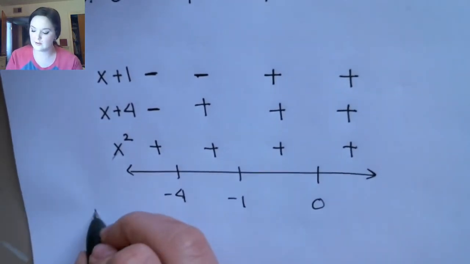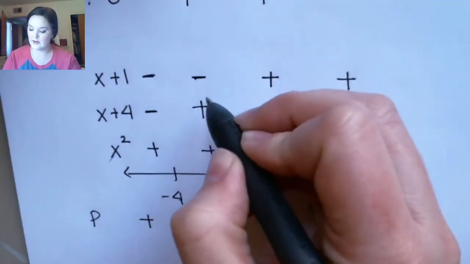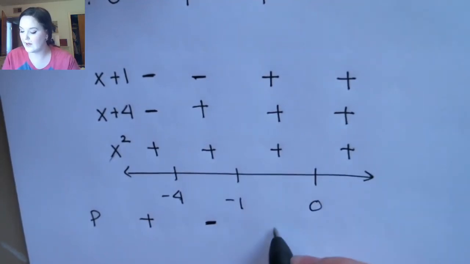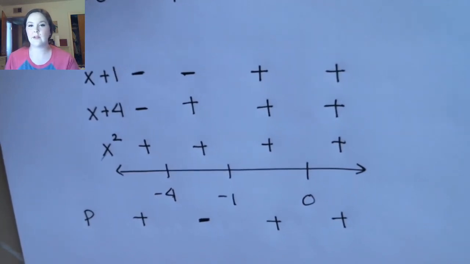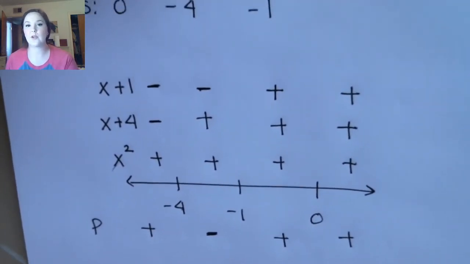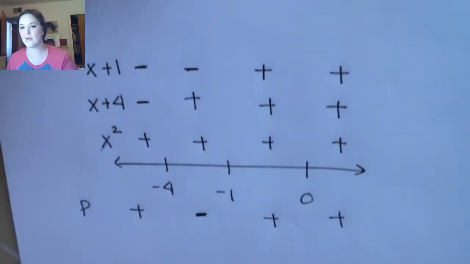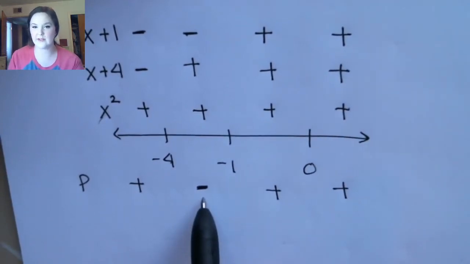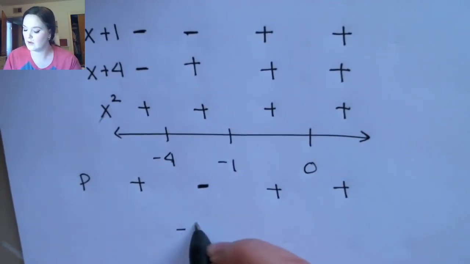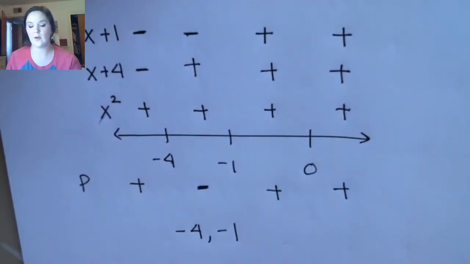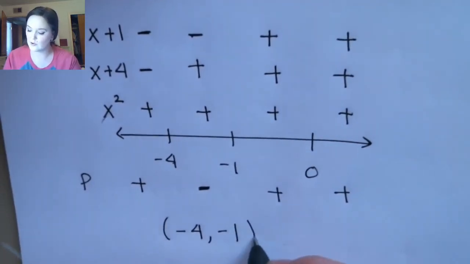And then I'm going to look at the product. So negative times negative is positive. Negative and 2 positives is negative, and then I have positive, positive. Now let's look back at the original question to see which part I'm looking for. Less than 0. That means I'm looking for the minus sign. Here's my minus sign. So it's only negative between -4 and -1. And because it's strictly less than and not less than or equal to, I'm going to use parentheses.